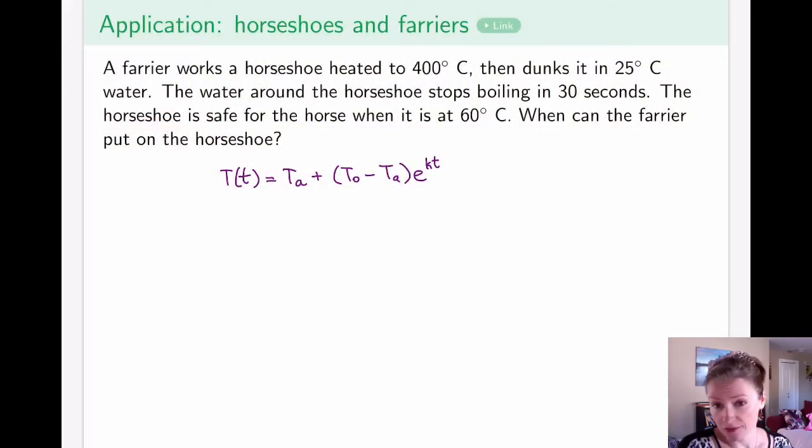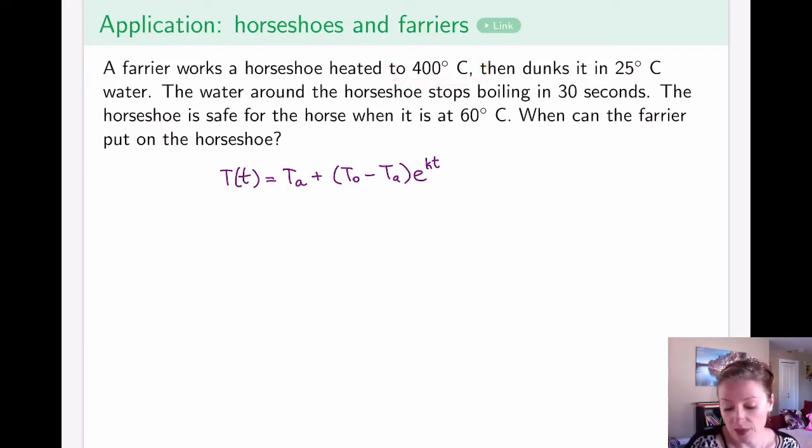So as you saw in the video, the farrier actually molds the horseshoe to the horse, which means that he or she has to constantly work on the shoe until it reaches the right shape. So once they are working on it, they have to, before putting it on, cool it down to a temperature where the horse will be comfortable. And this is what this question is about.